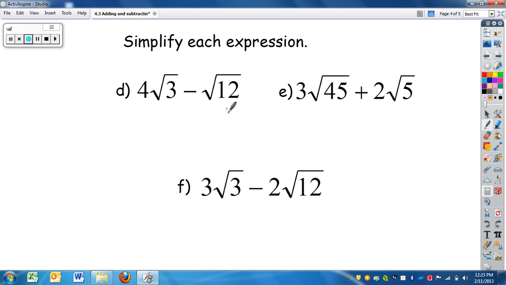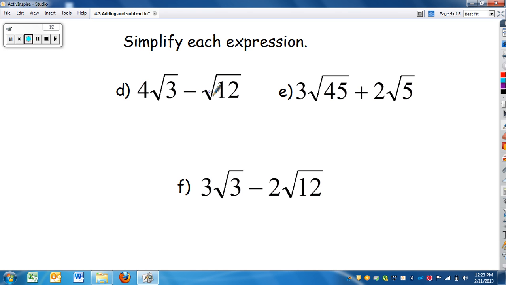Now we start when they're different. Right now they look unlike, but when I break them down into 4 and 3 and 2 and 2, this is actually 2 square root of 3. So I have 4 square root of 3 minus 2 square root of 3, which is 2 square root of 3.